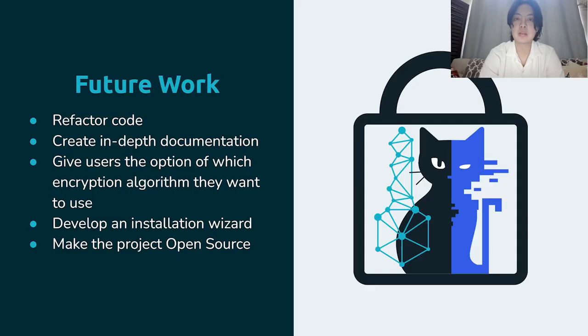Moving forward, we plan to refactor the code and create in-depth documentation. We also want to add support for Argon2id so users can choose the preferred encryption method. Another major step is building an installation wizard to automatically configure dependencies like OQS and OpenSSL. Eventually, we aim to release the final developed project as open source.